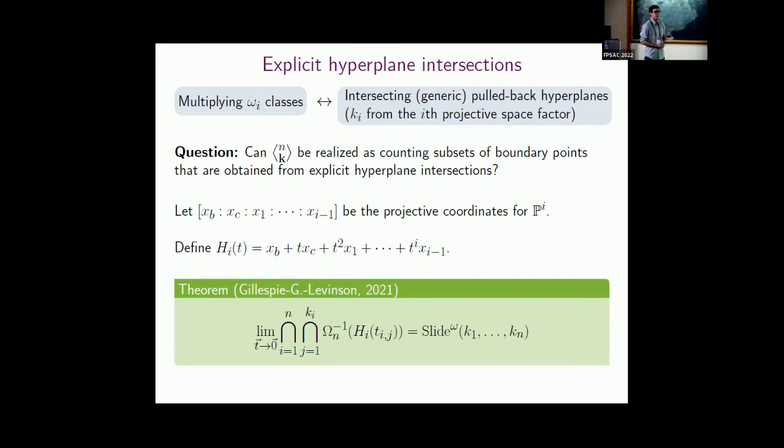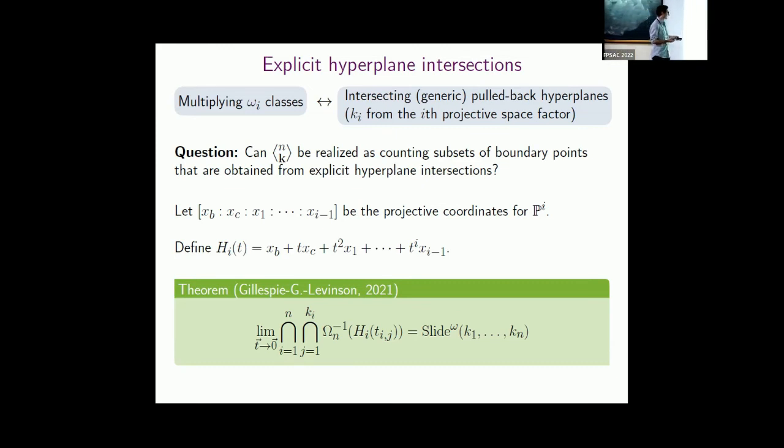So to summarize the last few slides, the asymmetric coefficients can be computed in terms of these omega products, and those can be computed explicitly in terms of intersecting hyperplanes in the moduli space. And the question we wanted to answer was, can you actually compute these coefficients by doing the intersections explicitly? If you try to do it with generic hyperplanes, it's hard to come up with a combinatorial meaning for what those points are.